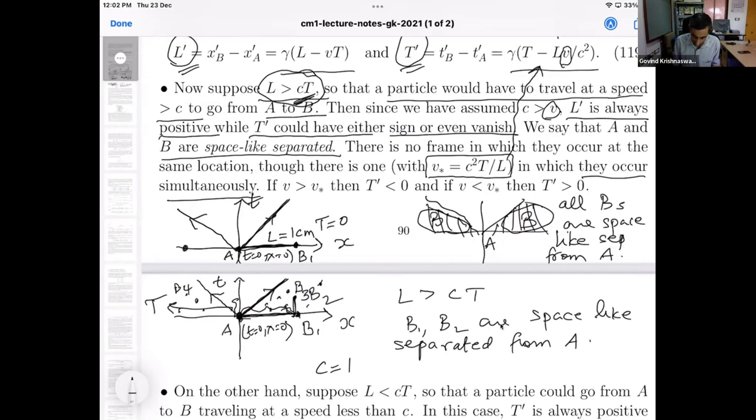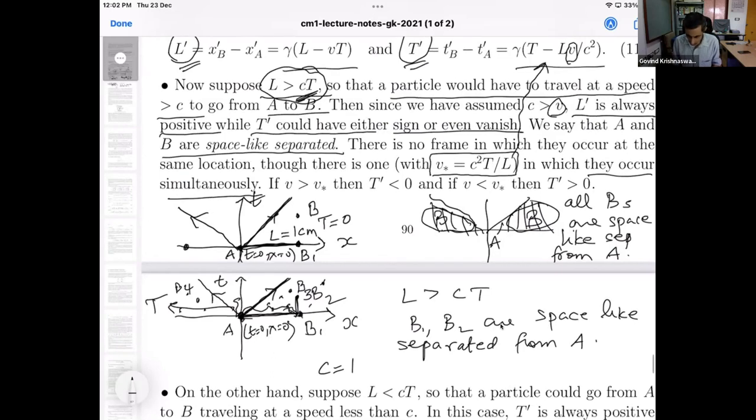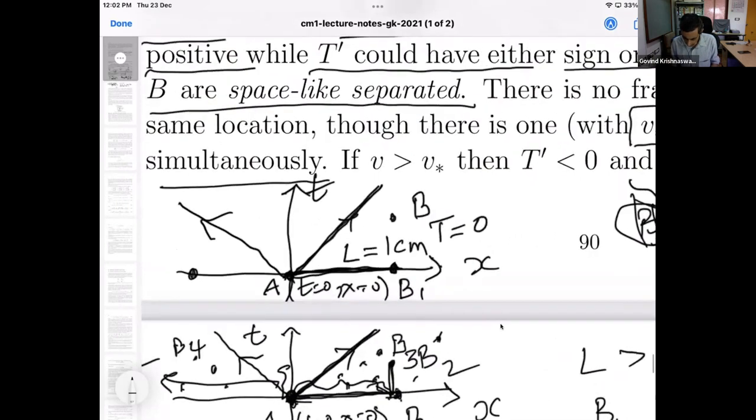In the same way, this B is also space-like separated from A because its spatial distance from A is the same 1 centimeter, because I drew it like that. But its temporal separation, capital T, is less than 1 because it lies below this line. The point here would be labeled 1. This T is less than that.